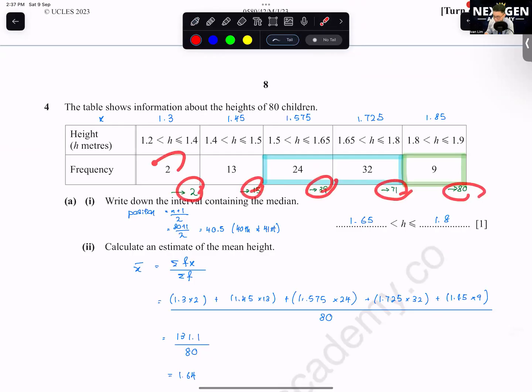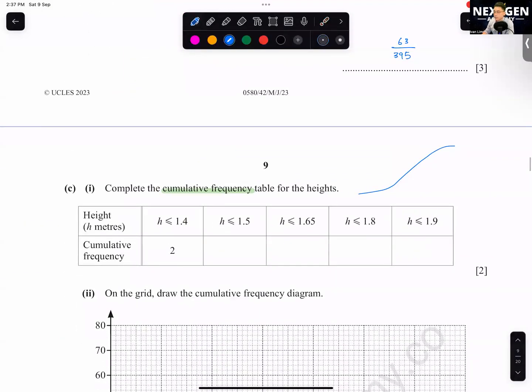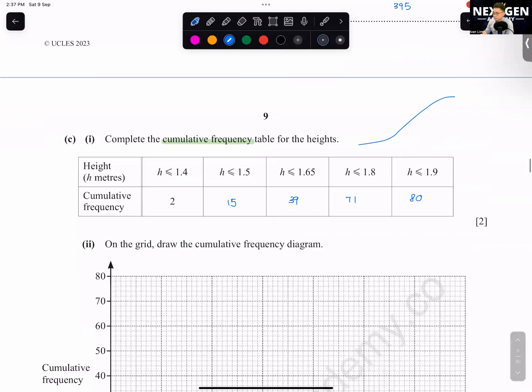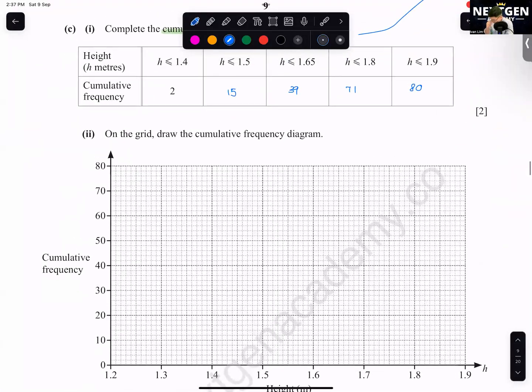So the frequency, you just keep adding until the final value. So your value here will be 15, 39, 71, and 80. After you got that, plot the points out. 1.4 cumulative frequency is 2.